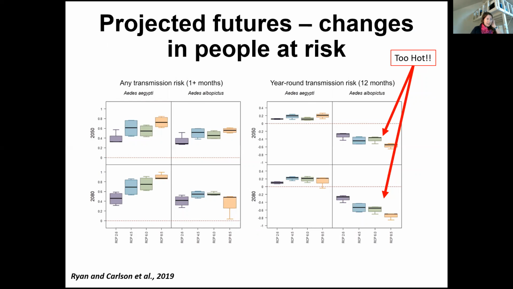And so what we see is we've got these increases in the billions of people over time for 1 or more months. And then if we look at this year-round transmission, that endemic suitability risk, we see that things get too hot for albopictus in many ways. And so we have this question now posed to us, which is, what does this mean for climate mitigation? We see that things will get worse in terms of Aedes aegypti transmission, all things being equal. But for Aedes albopictus, we see a decline in that suitability as it relates to where people live in terms of population density.